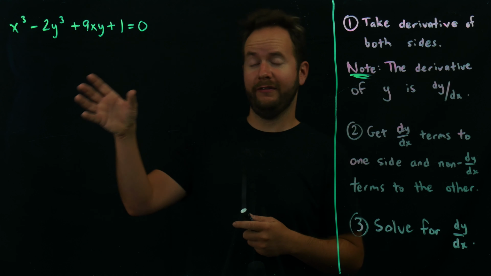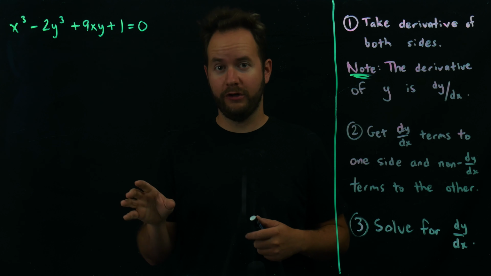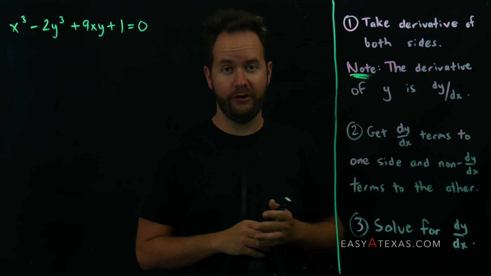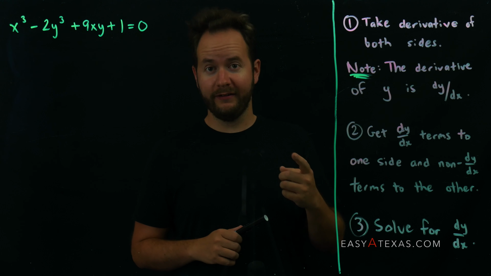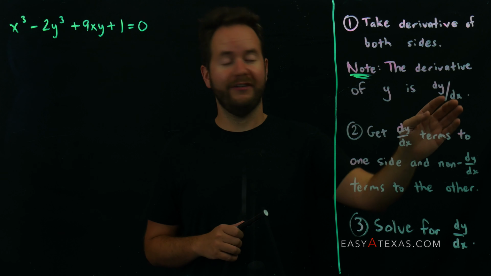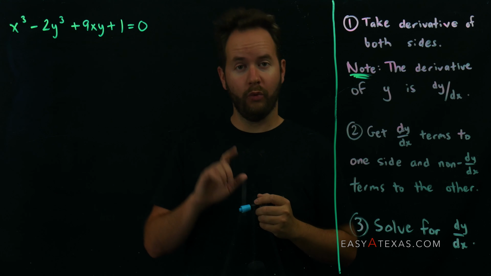Because we see a jumble of x's and y's in this equation, this is an implicit differentiation problem. Now the steps for implicit differentiation are here, but the big one to keep in mind is that anytime I take the derivative of a y, I have to tack on dy/dx at the end of that. So watch as I do this problem.